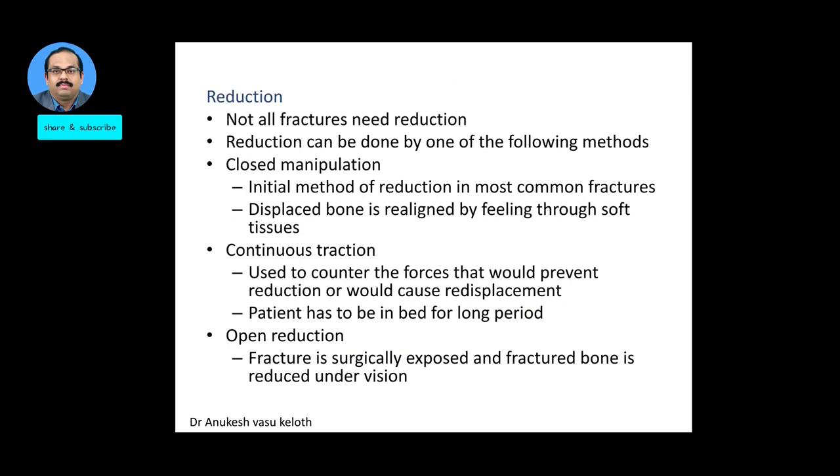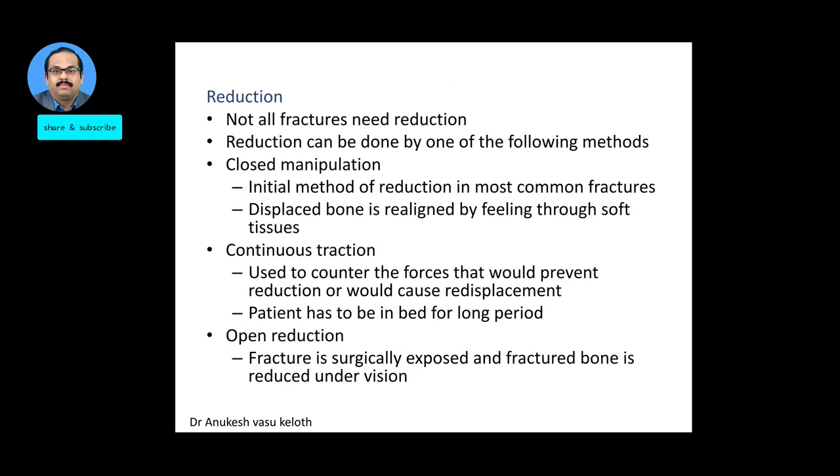Reduction can be by any of the following methods. You can do closed manipulation, or a continuous traction, and open reduction. So I'll say a few words about it. So for closed manipulation, it is the initial method which is done in most common fractures. The displaced bone is felt through the soft tissues and then realigned.